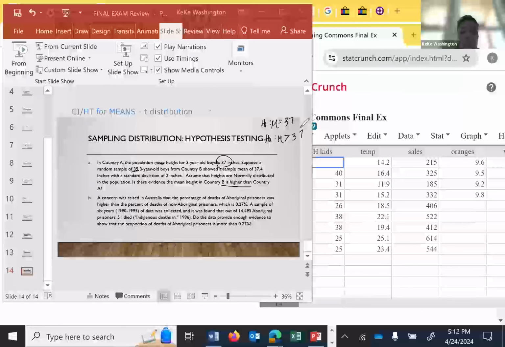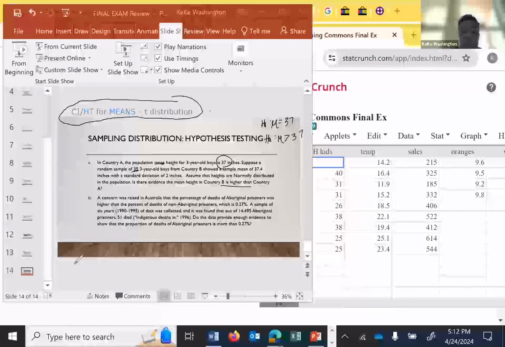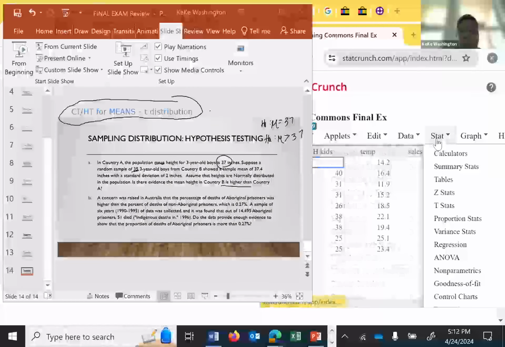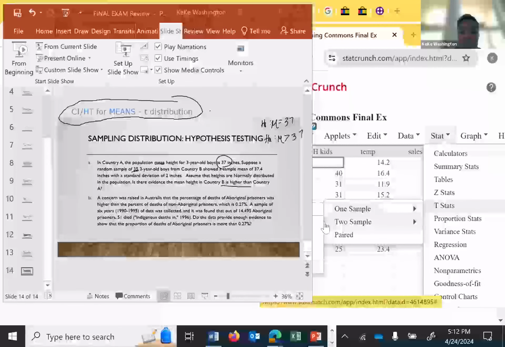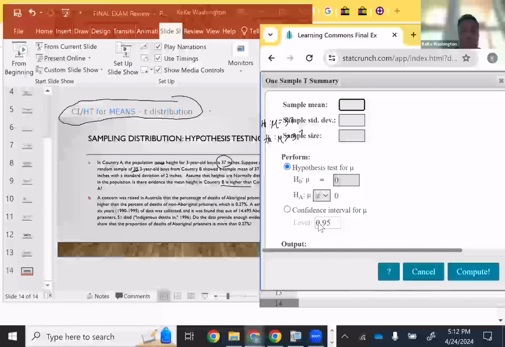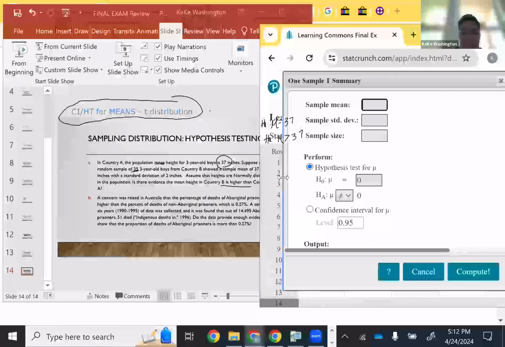So we have a hypothesis test for means. Remember up here what I told you? Anytime you're dealing with a confidence interval or hypothesis test for means, we're using that t-distribution. So once again, we're going to go to the same place we went for confidence intervals, t-stats, one sample. And I didn't give you data this time, so we're going to go with summary. So your sample mean, let's move this over.